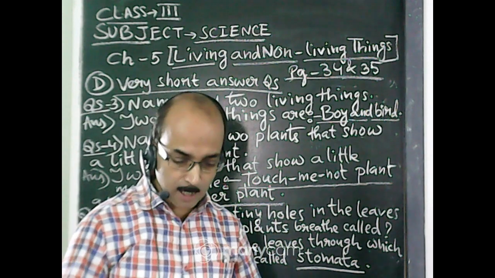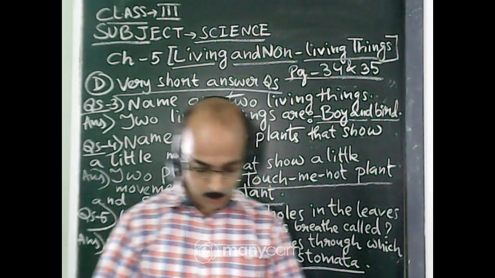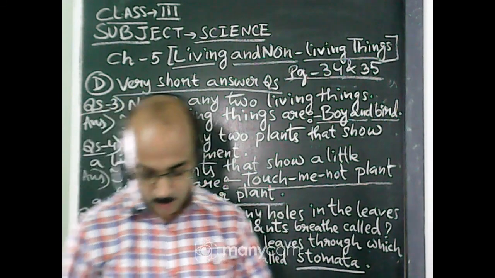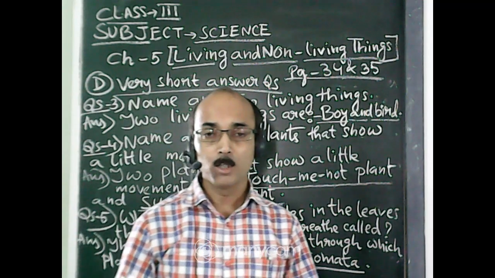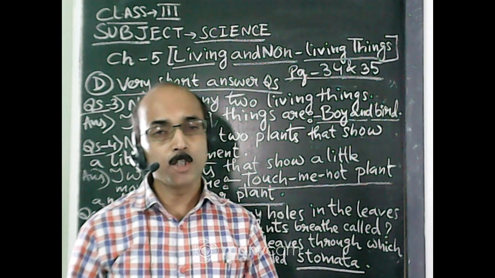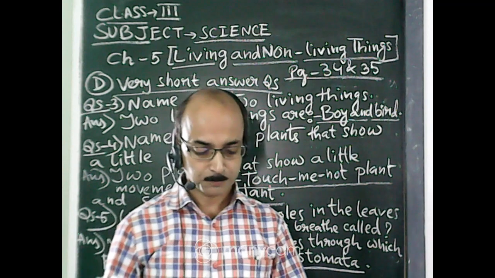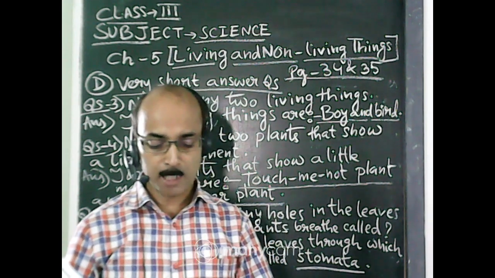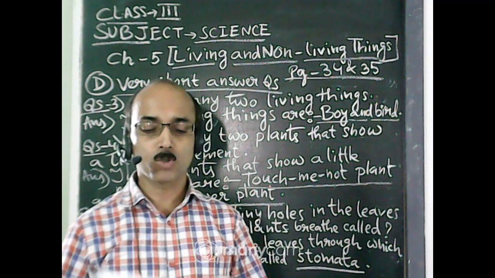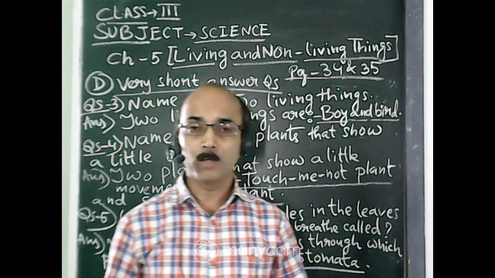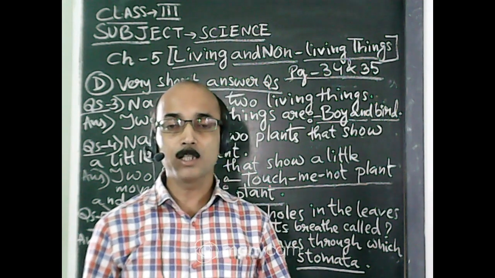Before ending the class, let us recap what we have done from section D, very short answer questions. Question number 1: what will the following grow into? A kitten, a baby boy. A kitten will grow into an adult cat, and a baby boy will grow into a man. Number 2: name any 2 animals that give birth to young ones. Dog and goat. You can write other options also. Question number 3: name any 2 living things. Boy and bird.